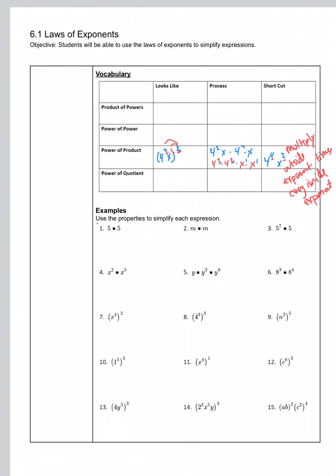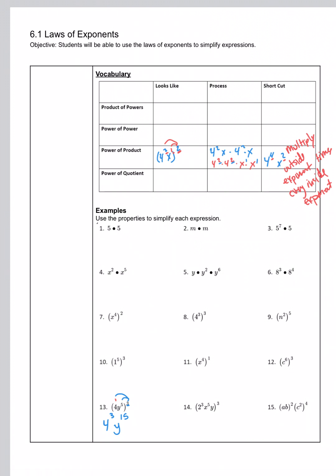So those examples are going to be starting at number 13. So the 4 does not have an exponent, so we can make it a 1. And then I'm going to take that outside exponent, the 3, and multiply the 3 times the 1. So that makes that 4 to the 3rd. And then the outside exponent 3 times 5, that makes that y to the 15th. 3 times 5 is 15.